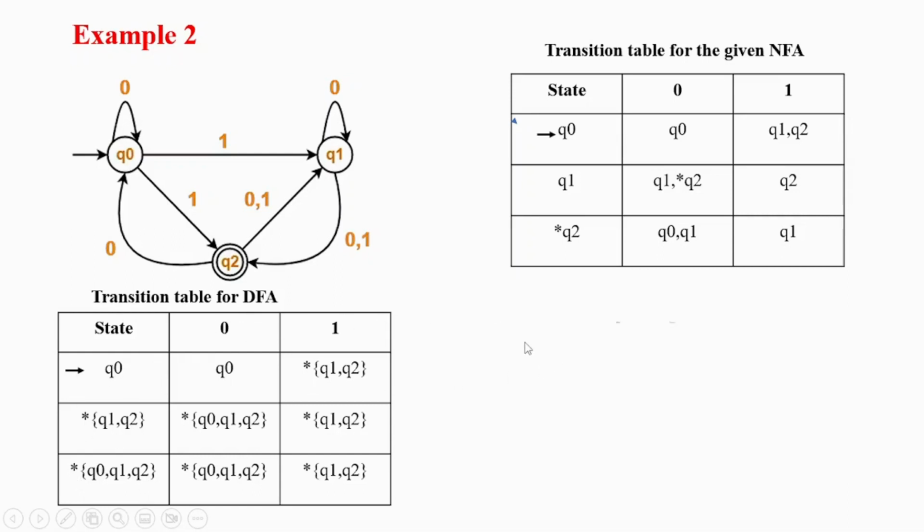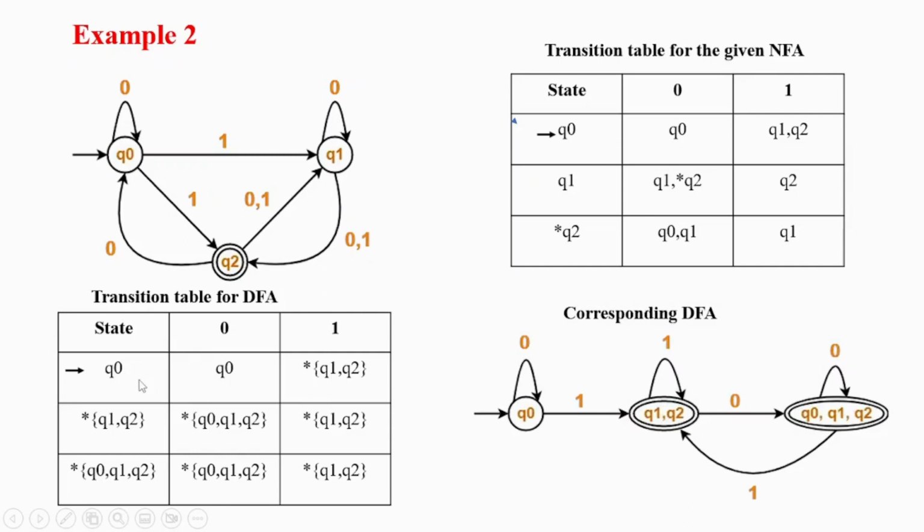So from here you can draw the DFA. It has three states, Q0, Q1, Q2. So I have drawn all the three states in which these two are the final states. Then from this table you can complete the transition diagram.